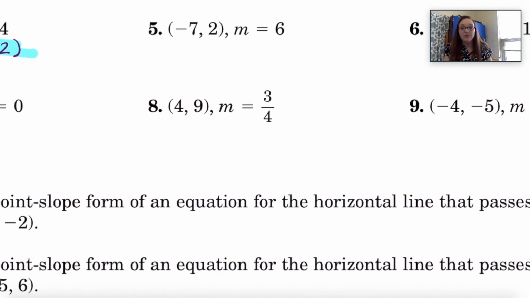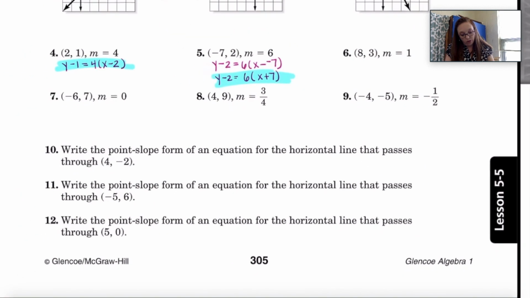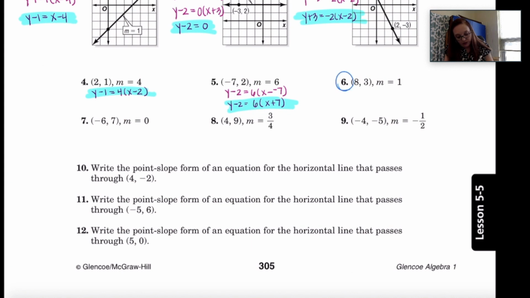Let's do number 5. So I'm going to write y minus my y coordinate, which is 2, equals m, which is my slope of 6, times x minus my x coordinate of negative 7. This one we do need to straighten up. x minus negative 7 is the same as x plus 7. So this is my final answer. All right, now it's your turn. So I want you to do problems 6 through 12. So let's pause the video and complete those problems.